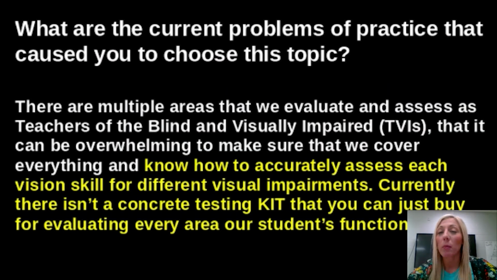So the current problem of practice, and why I chose this topic, is that there are multiple areas that we evaluate and assess as TVIs. So it can become overwhelming to make sure that we cover everything and know how to accurately assess each vision skill for all of the different visual impairments. Currently there isn't a concrete testing kit that you can just buy for evaluating every area of our students' functional vision.